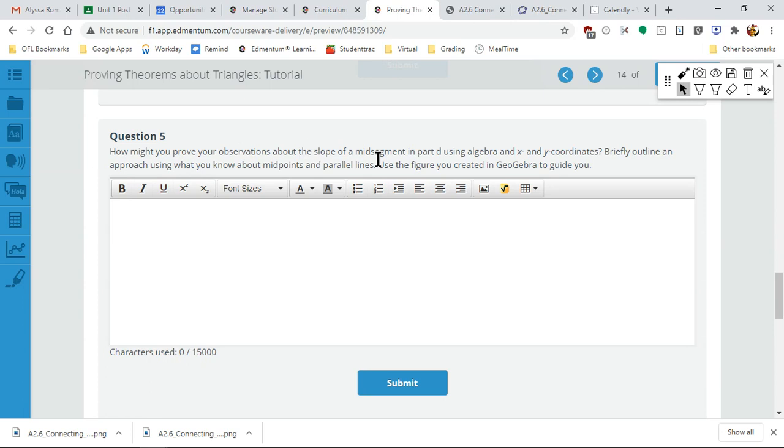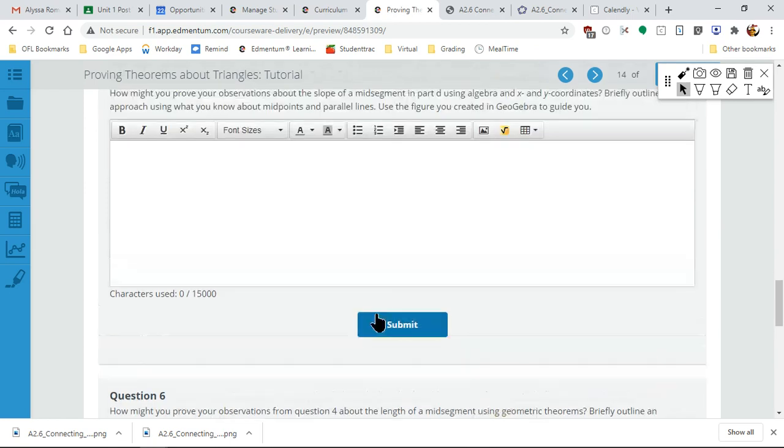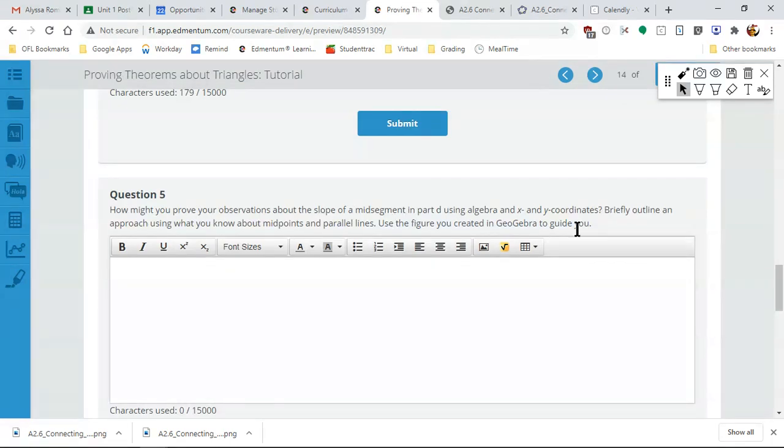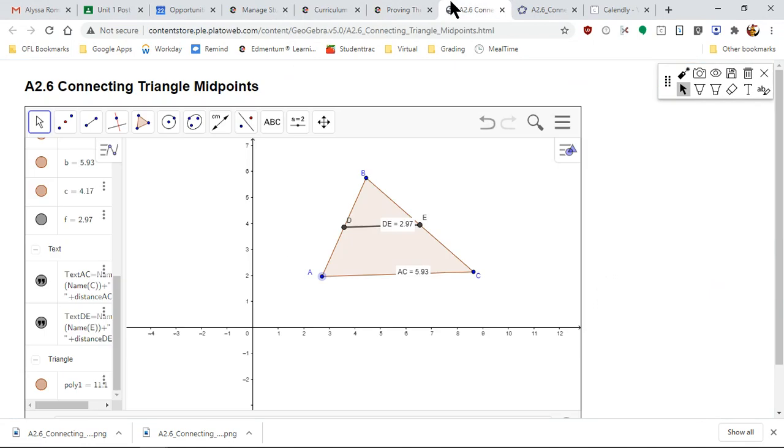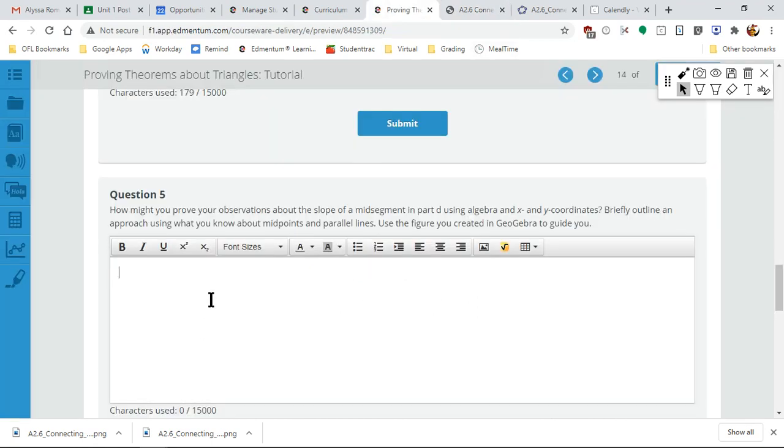How might you prove the observations about the slope in part D using algebra coordinates? Briefly outline the process. Oh my gosh. Find the figure created. So, how might you prove your observations about the slope of the midsegment? So we want to prove that these are the same, so that this slope is the same as this slope. So how do we prove that those are the same? Well, we need to take the coordinates. We would take two slopes.